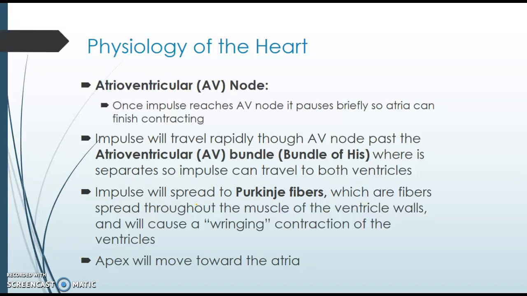Once it goes down the bundle of His, this is going to go right through the interventricular septum. It's going to separate into what we call bundle branches, and then those bundle branches are going to split off into Purkinje fibers. And these Purkinje fibers are little microscopic fibers of this neural cardiac tissue that's going to innervate the entire ventricles and cause the contraction of the ventricles.